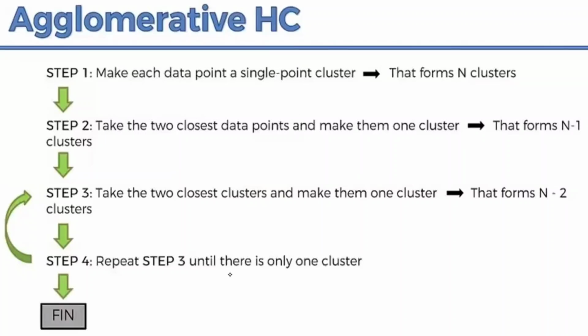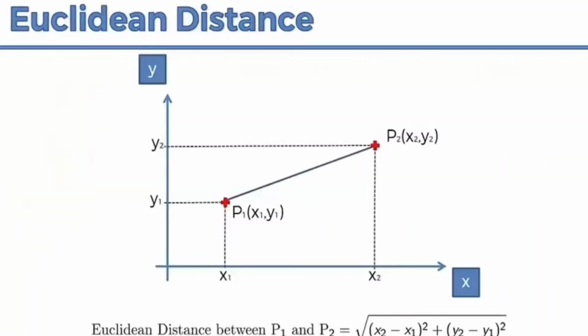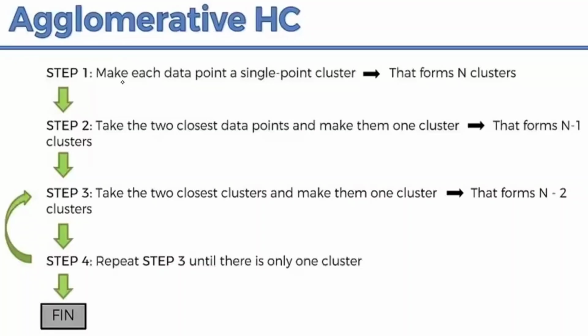I will explain the steps one by one, so let us take an example. Take the two closest data points and make them one cluster. How can you identify whether they are closest or not? Based on the distance formula. Once again, you use the Euclidean distance formula, same as before. Now, take the two closest clusters and make them one cluster.